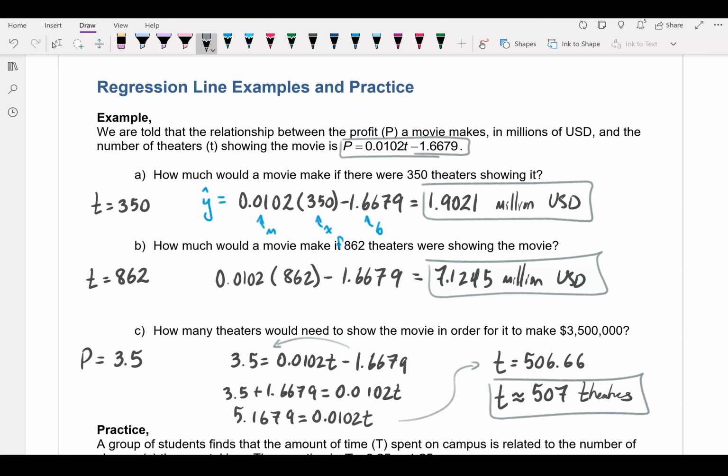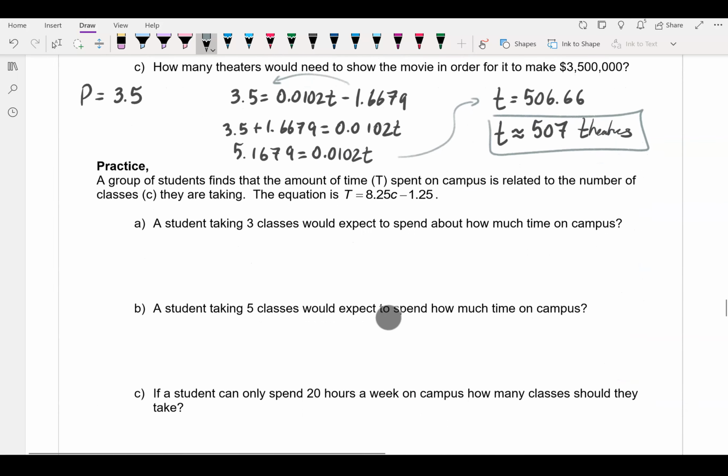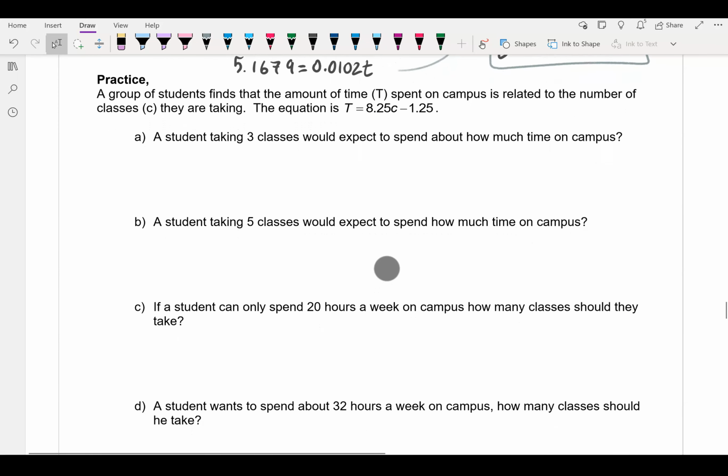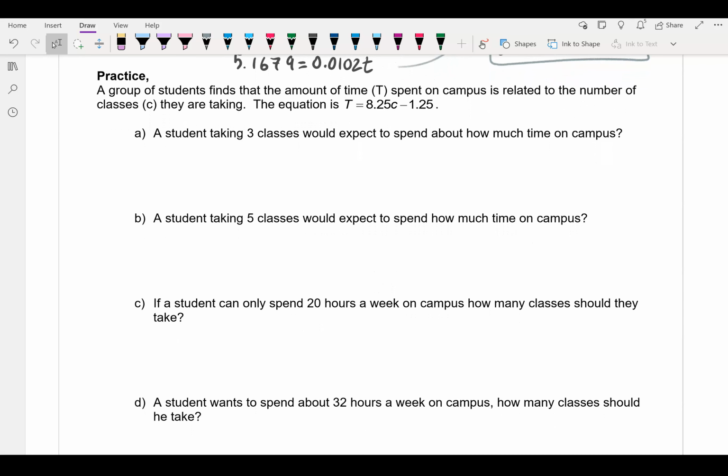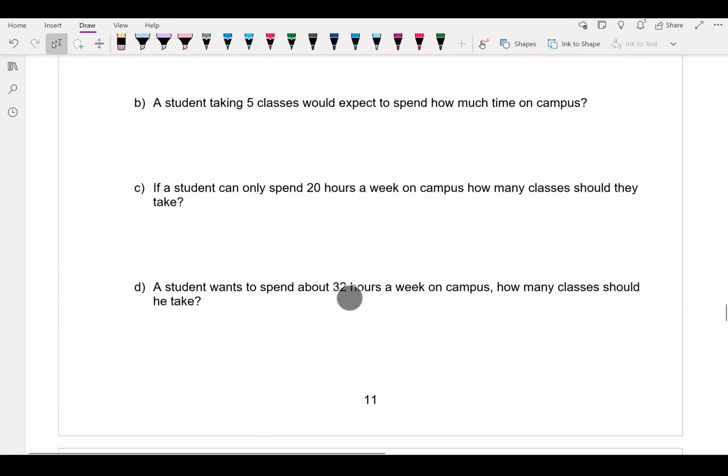So long story short, we were given our regression equation, which was given as a simple linear equation here, y equals mx plus b form, and using that you can find x or y, or in this case, T, or P. So the practice here, I'm going to leave that for you to try. The basic structure is exactly the same. So you can give that a shot for extra practice, but I'd like to do a few questions in Excel.